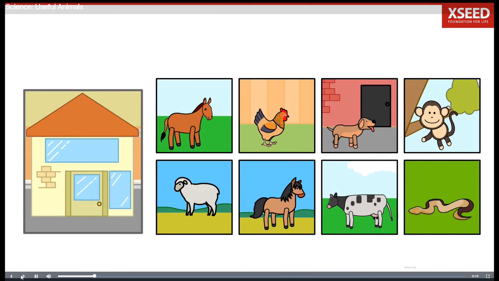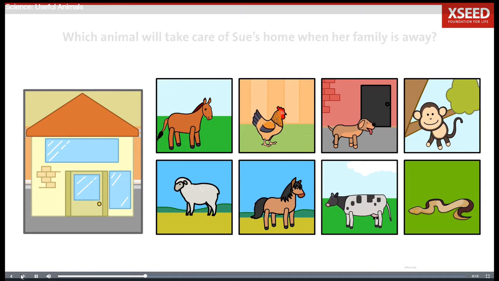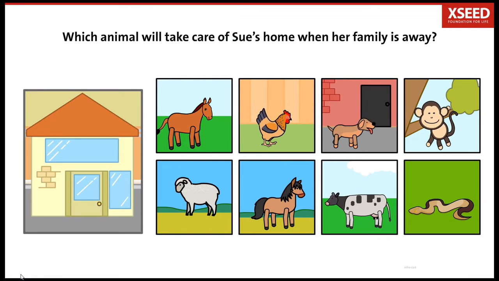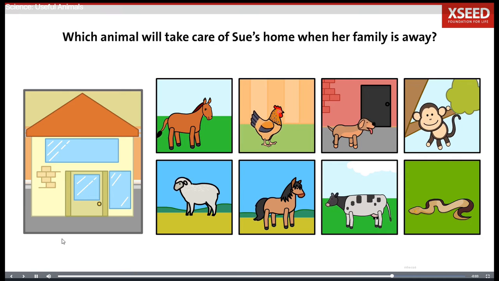Sue's family is planning to go on a trip. Which animal do you think will look after their house when they are away? Pick the animal and put it in your useful animals envelope.